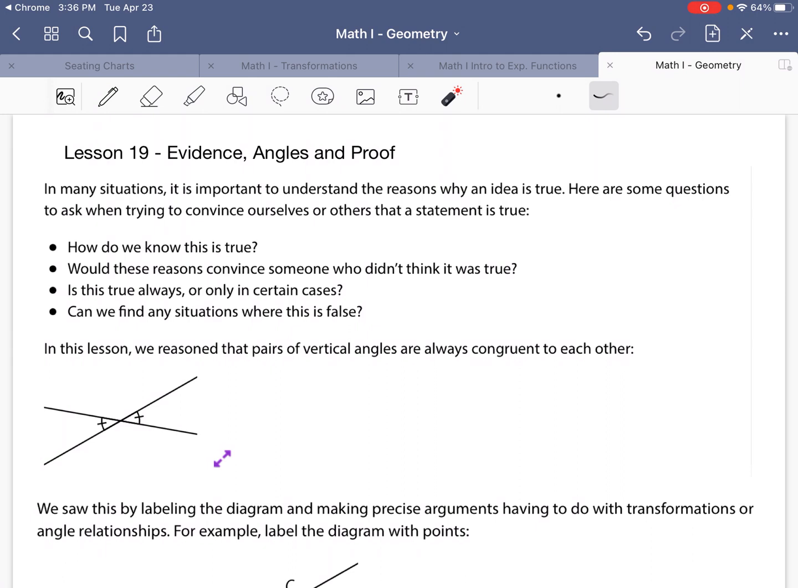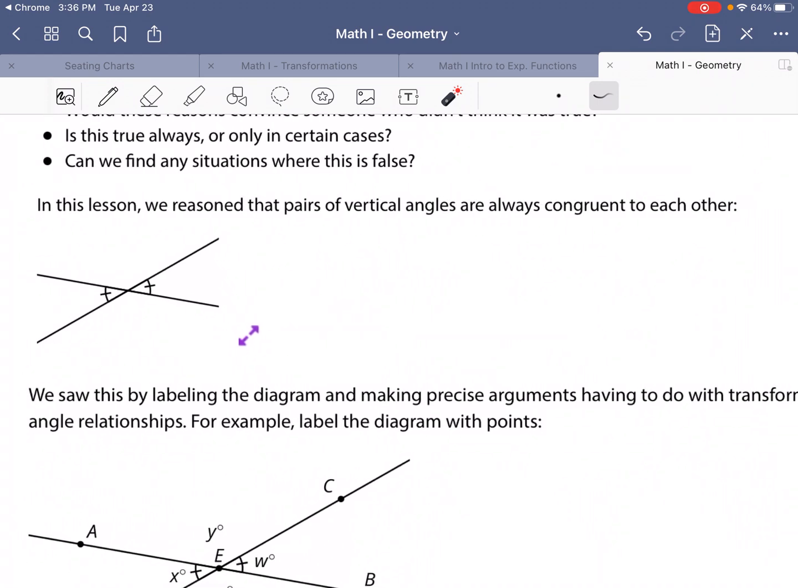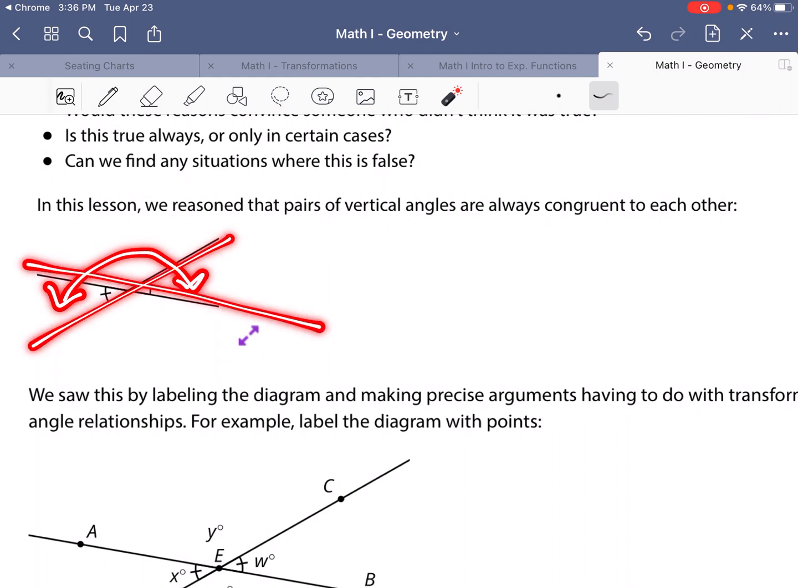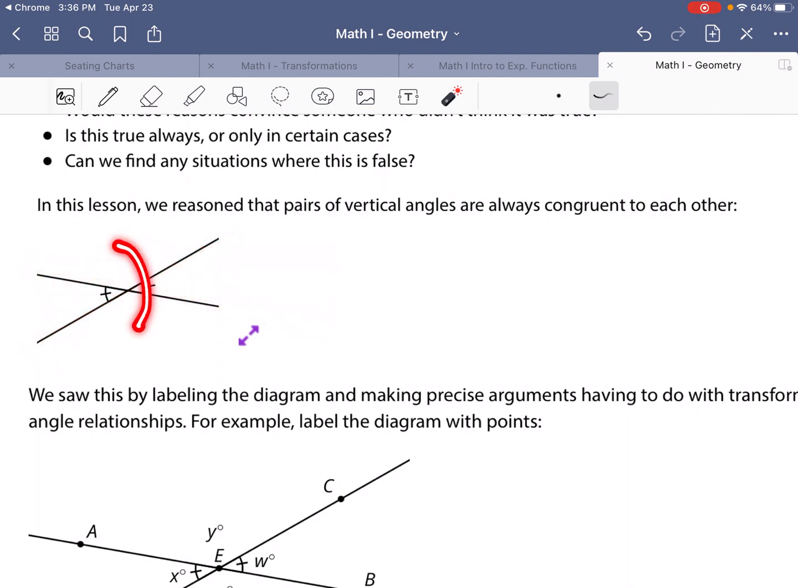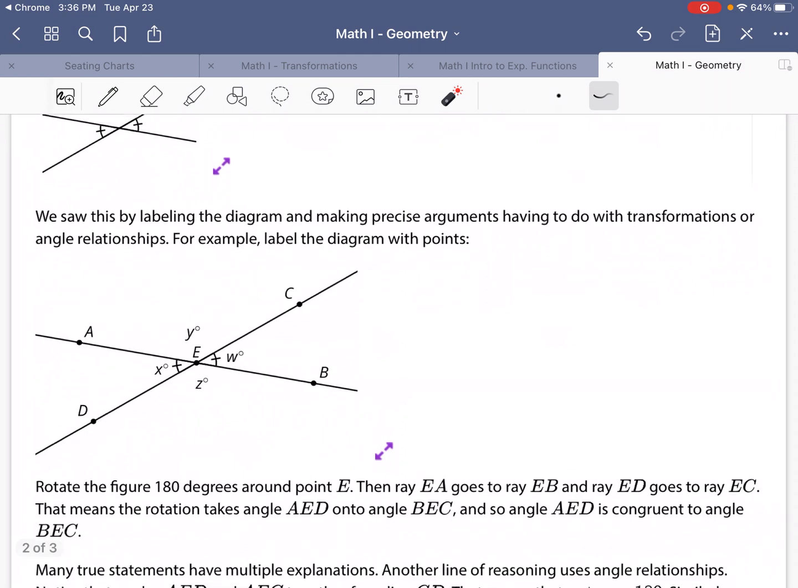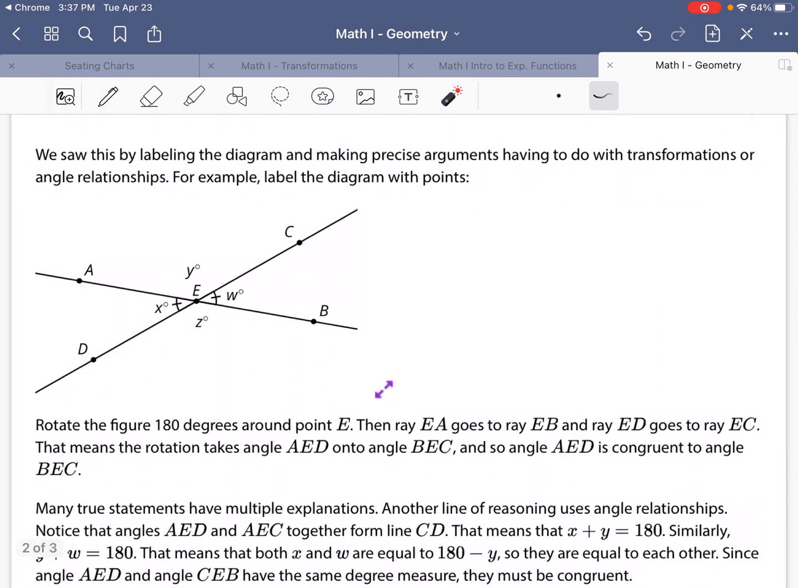In this lesson, we reasoned that pairs of vertical angles are always congruent to each other. Remember, vertical angles are these angles that are across from each other when you have lines that cross like this. This is another set of vertical angles, angle 1 and 2 here. We did this a couple of ways. We saw this by labeling the diagram and making precise arguments having to do with transformations or angle relationships. Not every single class period talked about this in terms of transformations like reflections or rotations, but that is a way that we could prove this.